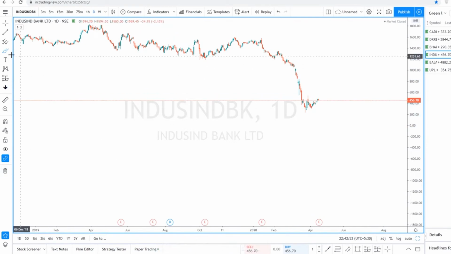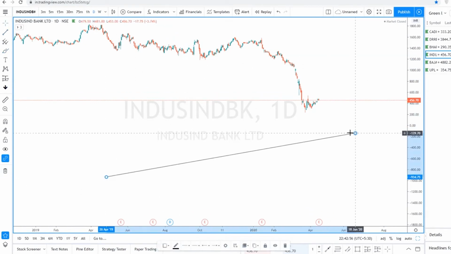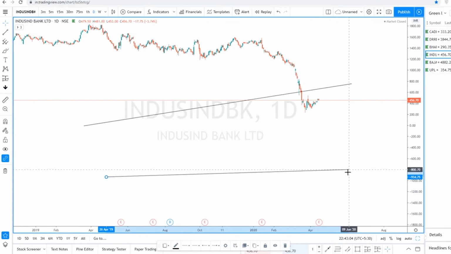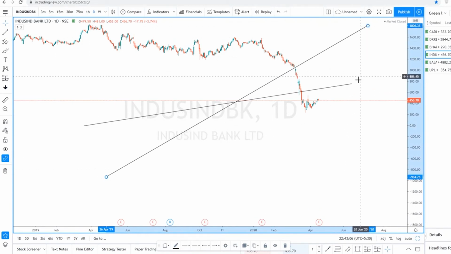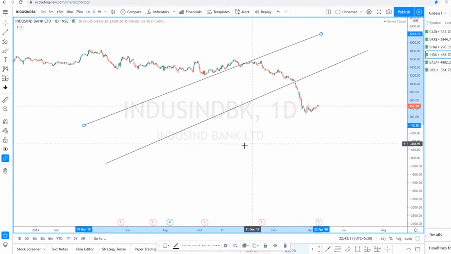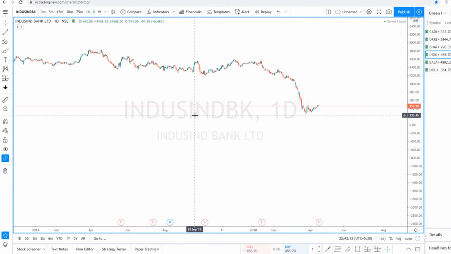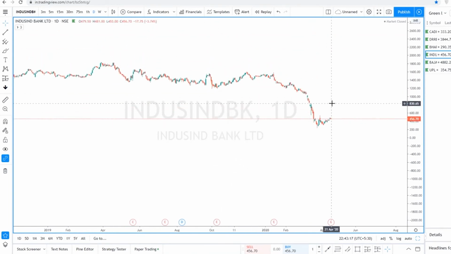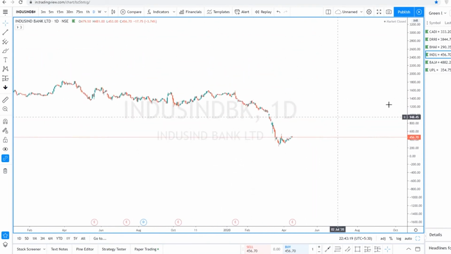So please make sure the angle is somewhere around here, be it for both the trend lines and the channel. So somewhere around here would be more optimal, and not like this. Okay, I'm not saying it doesn't work, you just have to be a little careful because of its bullishness. Okay, so we were seeing the breakdown from IndusInd Bank.